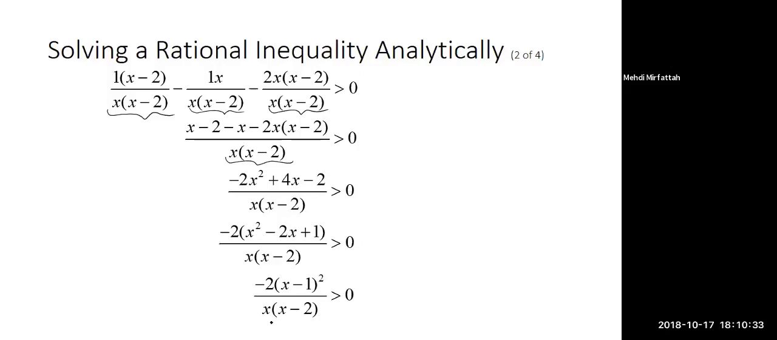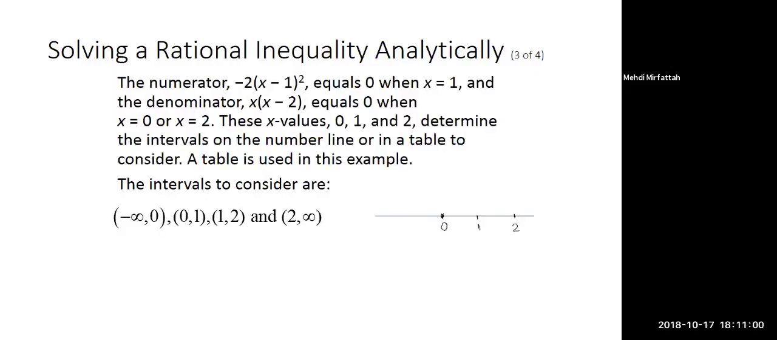Now I'm ready to locate my zeros. What would be my first zero, anyone? 1. 1, because x minus 1 equal to 0, x equal to 1. Very good. What's my second zero? 2. X minus 2 equal to 0 means x equal to 2. What's my third one? 0. X equal to 0 means we have 0. So we have the 3 zeros. We have 0, 1, and 2. How many regions are we creating now? 1, 2, 3, 4 regions we have to test.